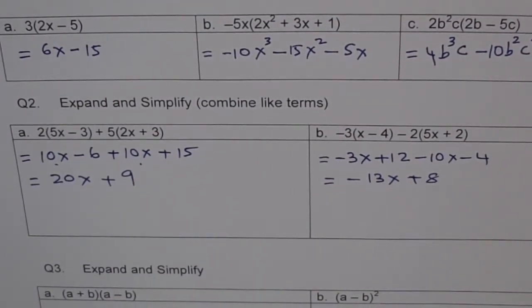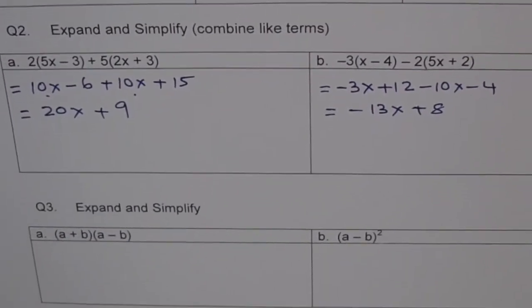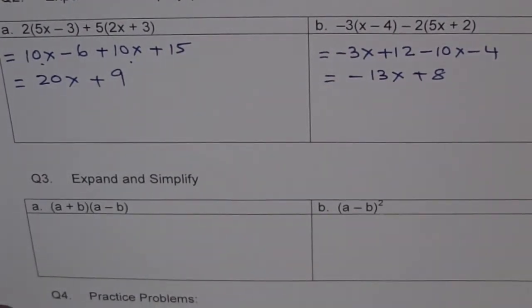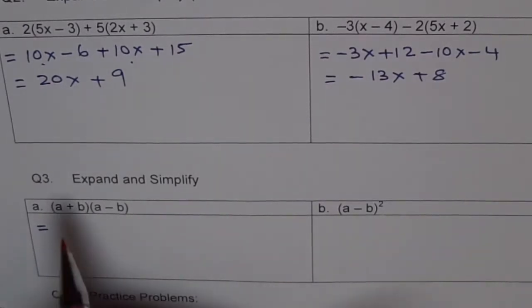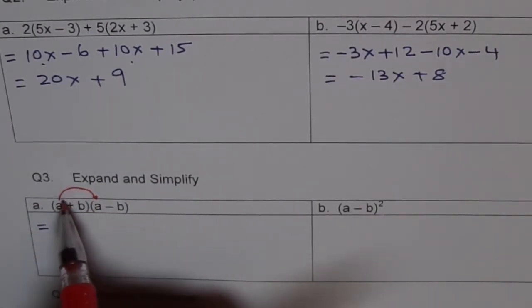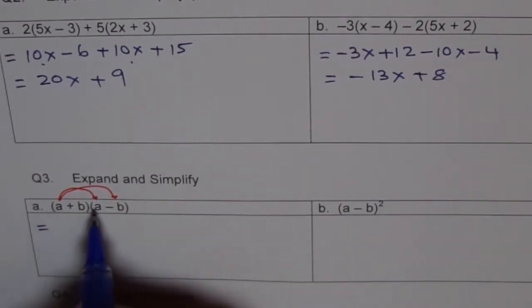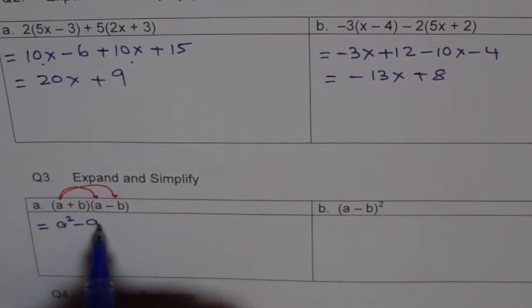Now let me do expand and simplify question number 3 for you. I would like you to stop the video at this stage, do it yourself, and then check your answer. So here, what will you do? Let me explain once. As we did earlier, we'll multiply a with this and then a with this. So let's do it. A times a is a square, minus a times b is ab.